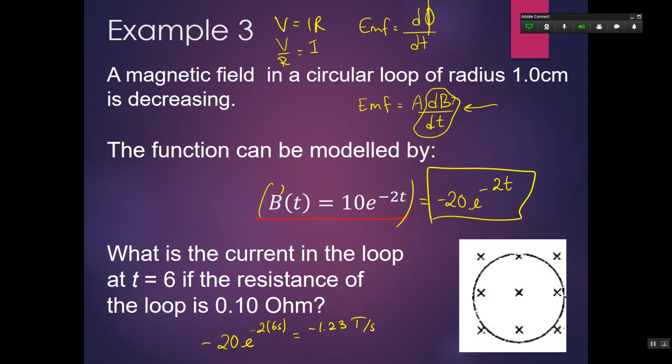And just while we're at it, let's figure out our area. It's a circle, and it has a radius of 1 centimeter. So it's going to be pi r squared, pi times 0.01 squared. Give us a really small area.